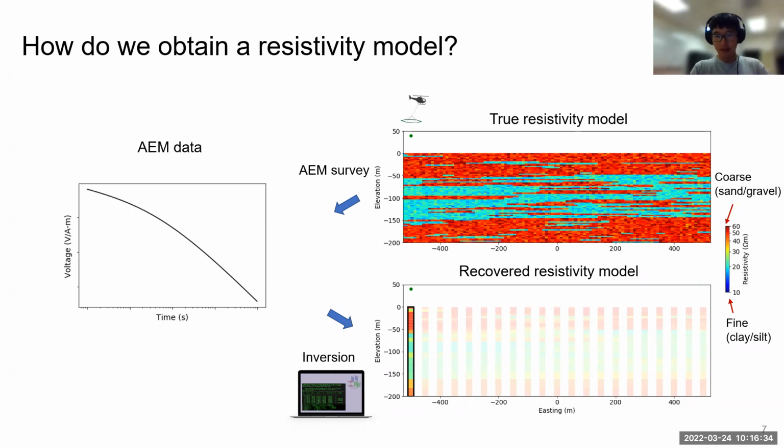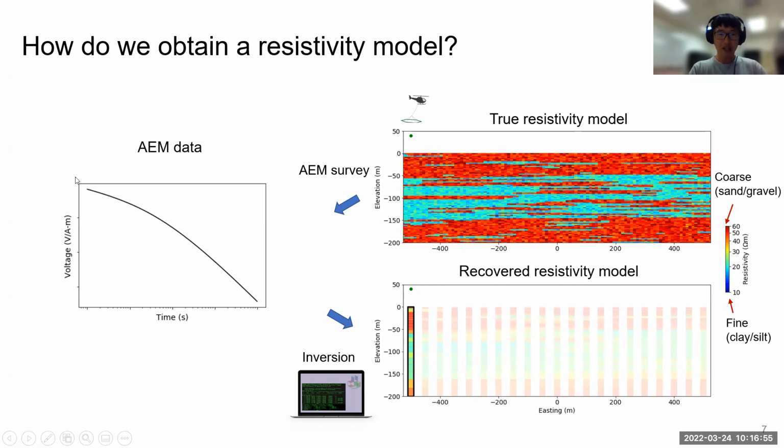So here's a simple example. Suppose we got the true resistivity model. Red, again, means high resistivity. Blue means low resistivity. So red, you can think of as coarse grained material. Blue is fine grained material. There's some sort of layered structure. And then if you have a helicopter here, do an AEM experiment, that's the form of the data that you can obtain.